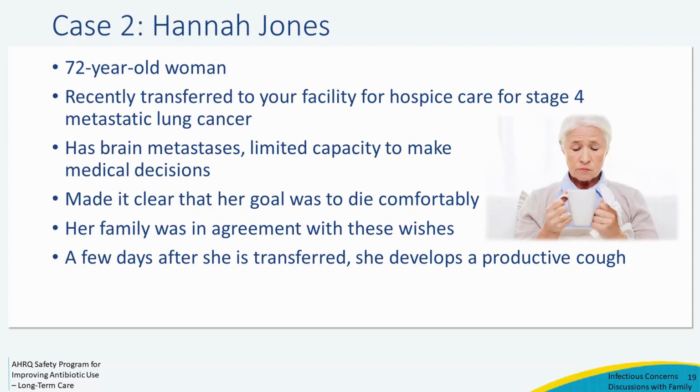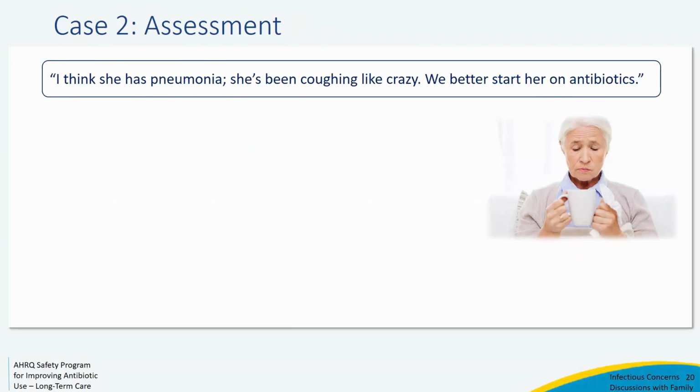A few days after she is transferred, she develops a productive cough. You are approached by her husband. He says, "I think she has pneumonia. She's been coughing like crazy. We better start her on antibiotics."